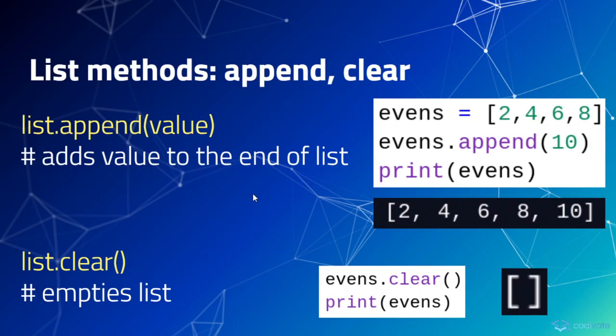The second list method we will talk about is list.clear. This one's a pretty simple method. You put the name of the list, you do the .clear, you put the parentheses, and our list becomes empty. So if we were to clear the evens list, we would just get an empty list, like this, with the square brackets.